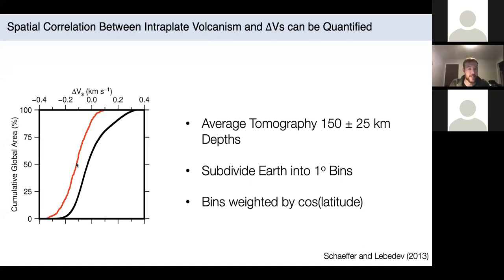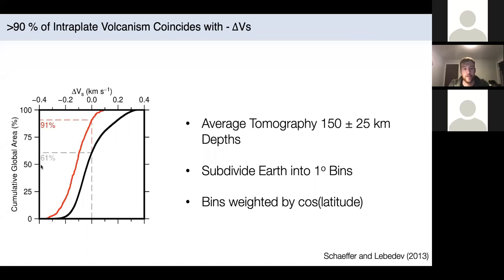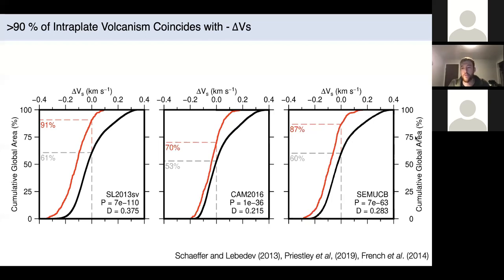As you can see, it's shifted to the left, and we find that while around 60% of Earth's surface is underlain by slow velocity anomalies, this increases to over 90% when we only look at areas with intraplate volcanism. It would be almost impossible for this association between intraplate volcanism and slow shear wave velocities to be random, using a Kolmogorov-Smirnov test. And the same is true for a wide range of different tomography models.